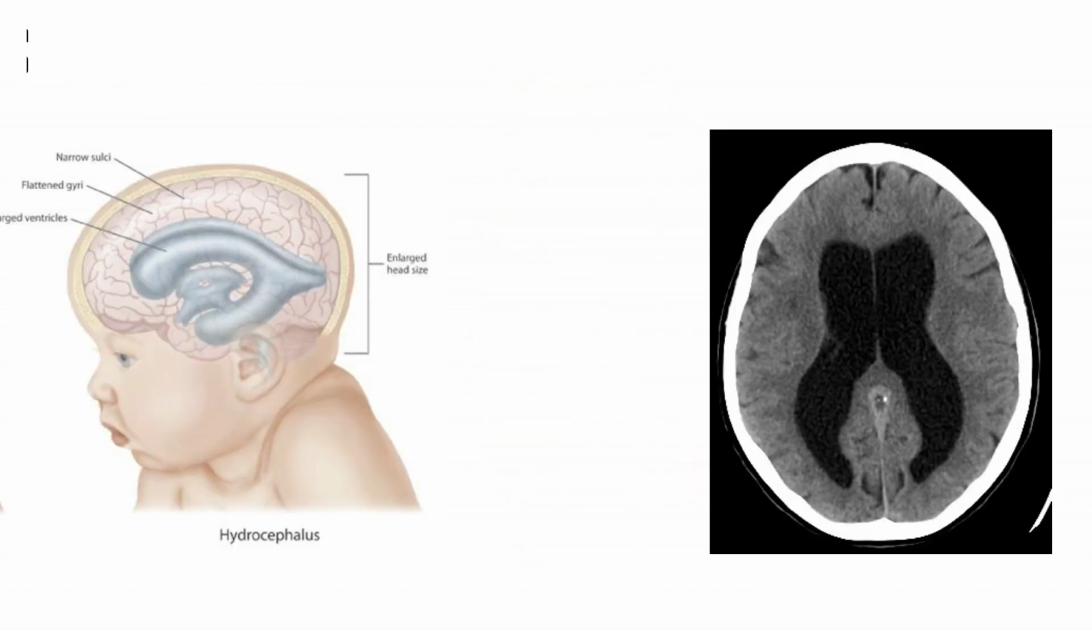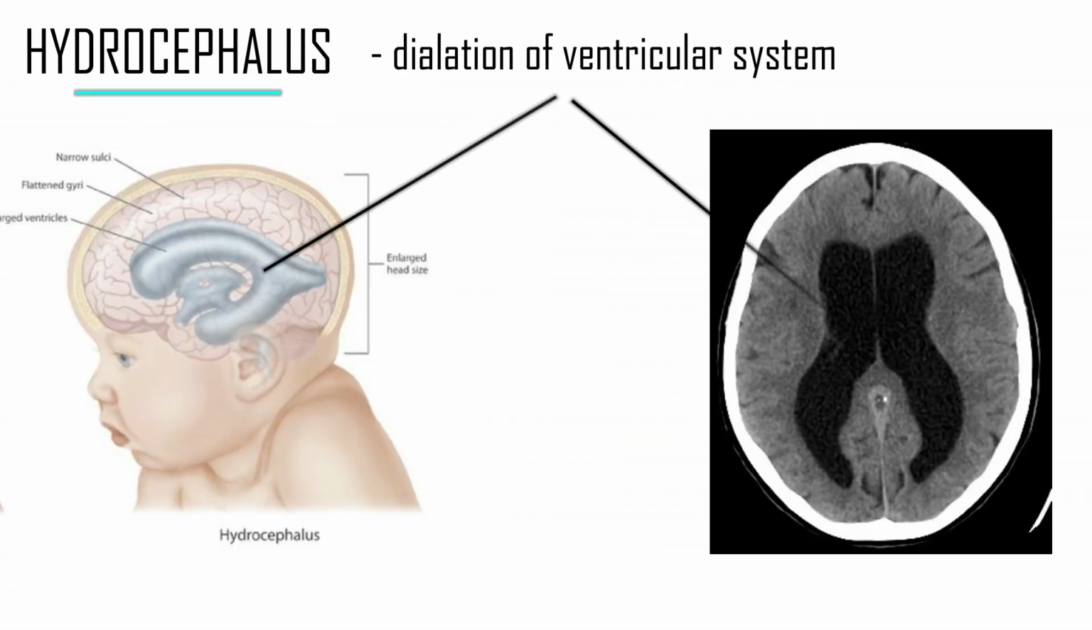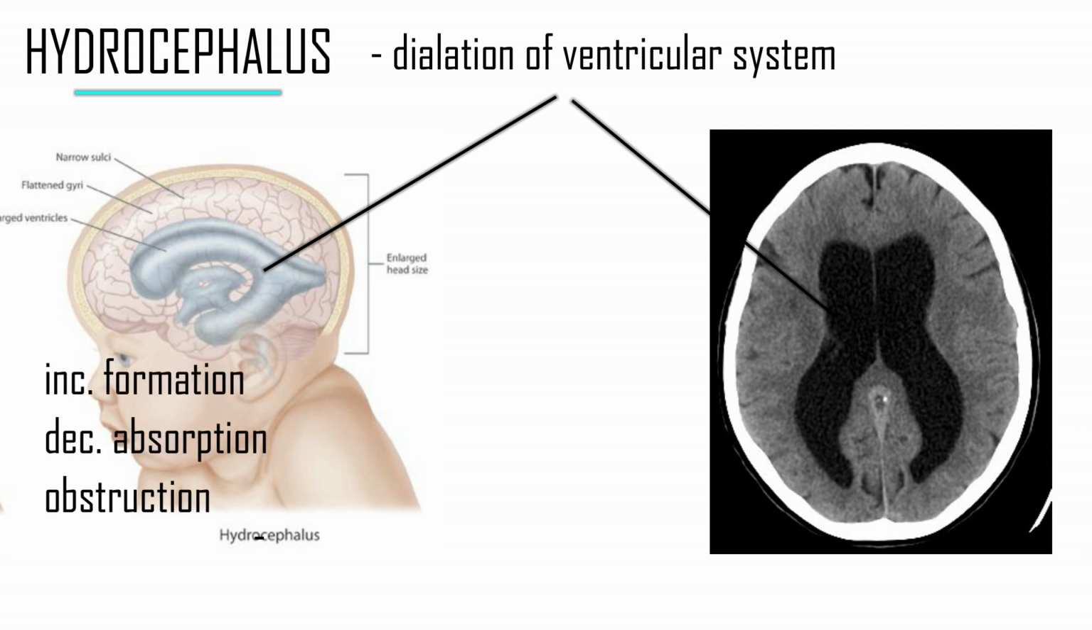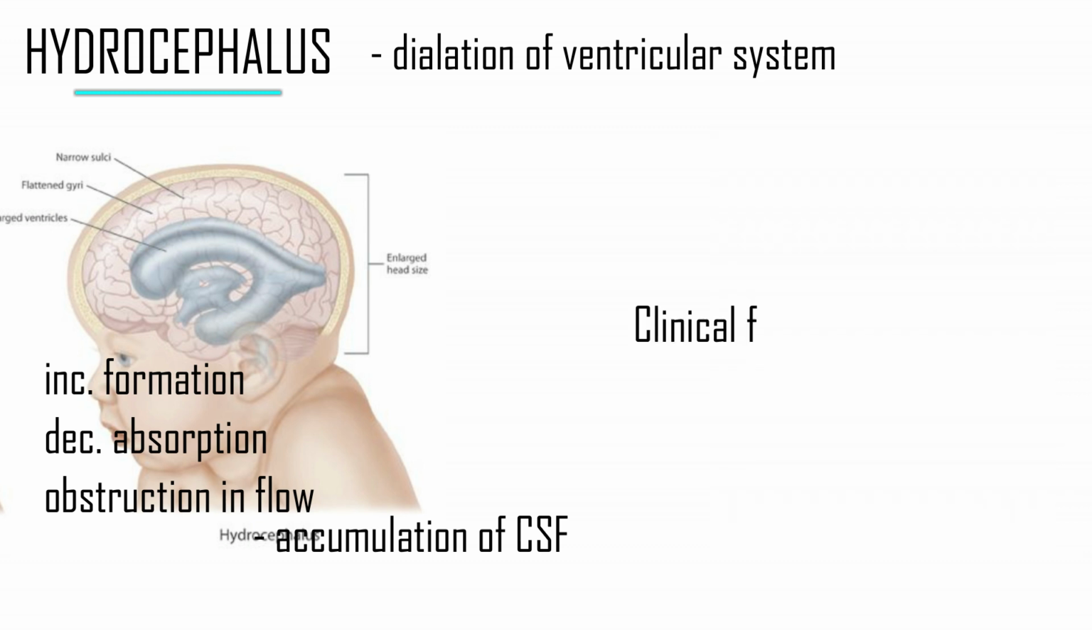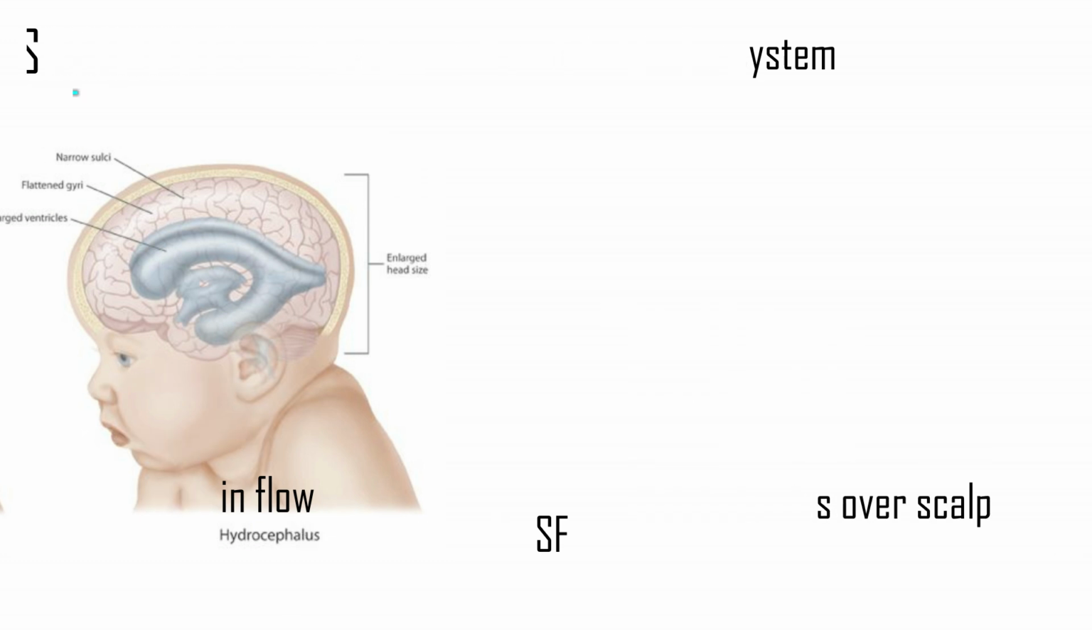Hydrocephalus is the dilation of the ventricular system and occurs due to increased formation, decreased absorption, or any obstruction in the flow of the CSF. The clinical features of the hydrocephalic condition are larger head size, tense anterior fontanelle, and dilated veins over the thin skull.